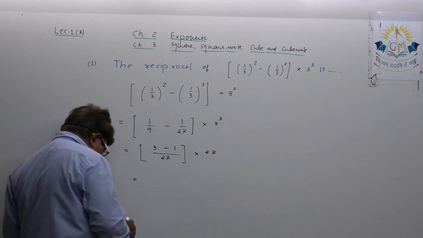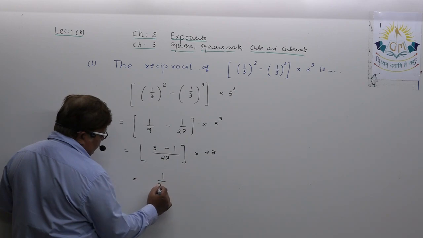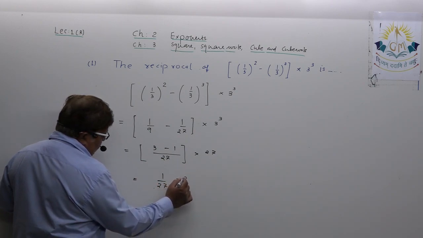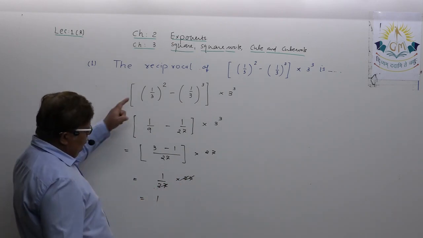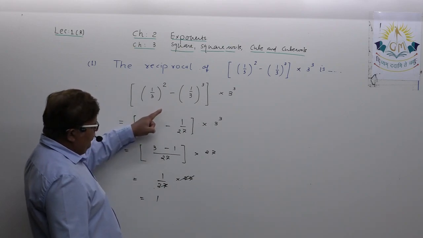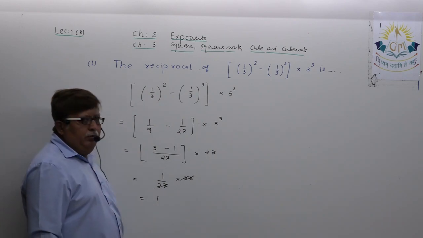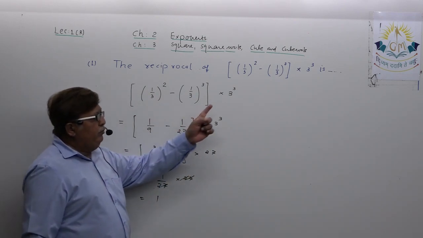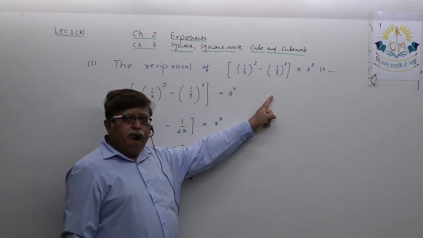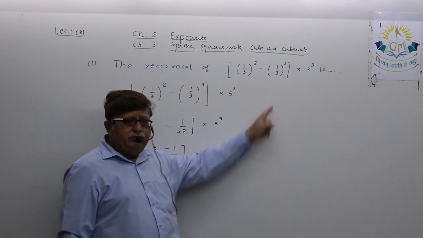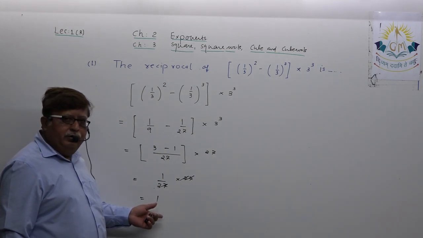Now we do not need the bracket here at all. 3 minus 2 is 1, and 1 upon 27 into 27 just cancel. So you got the evaluation of this mathematical expression as 1, and you are asked in an MCQ, what is the reciprocal of this mathematical expression? That means first you have to evaluate this mathematical expression, and whatever answer you get, that is to be reciprocalized.